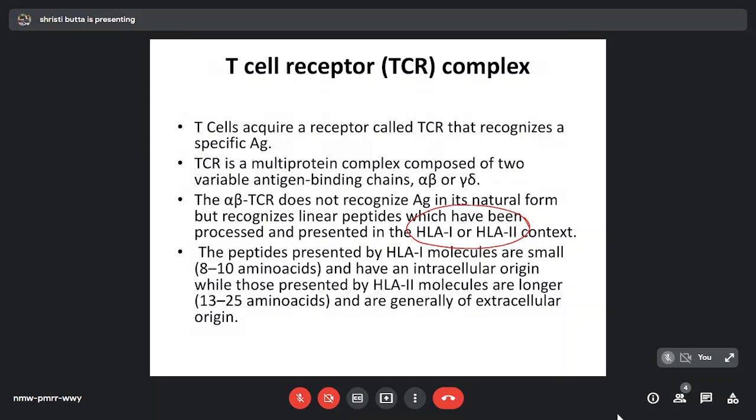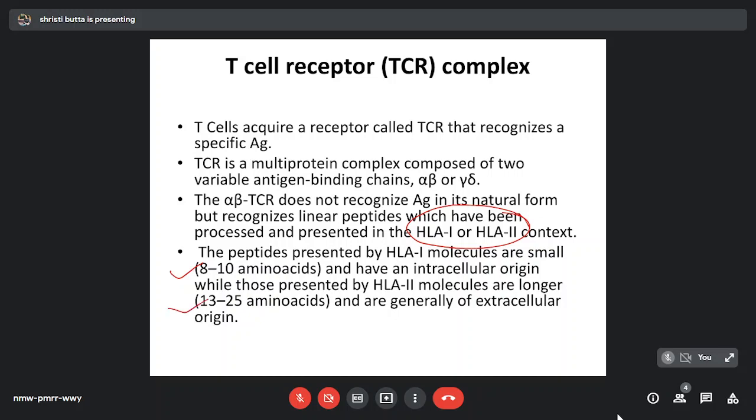The peptides presented by HLA1 molecules are small and have an intracellular origin. They are small, having an amino acid length of about 8 to 10 amino acids. On the other hand, those that are presented by HLA class 2 are usually 13 to 25 amino acids in length and are generally extracellular in origin.